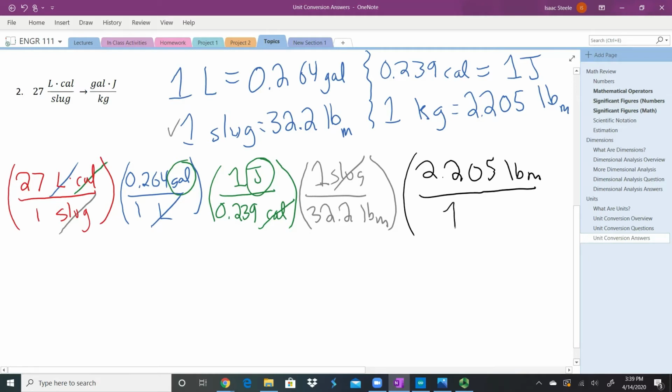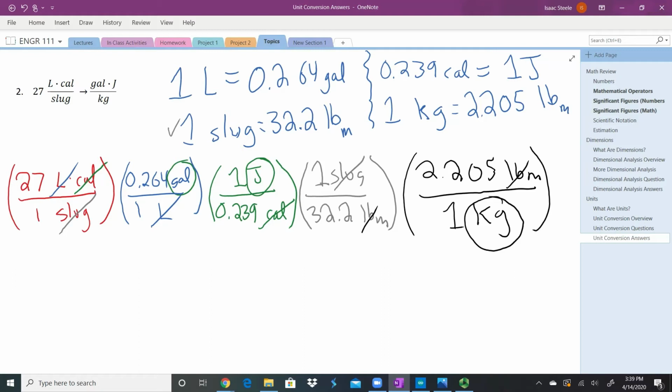And I put the rest of my conversion in the other spot. My pound masses cancel out, and I'm left with the kilogram. So at this point, before I do any calculation, I want to make sure that everything gets canceled out. I look at all my units, everything's crossed out or circled, and the things that are circled are gallon on the top, joule on the top, kilogram on the bottom. So everything looks good. Now I'm just going to start simplifying.